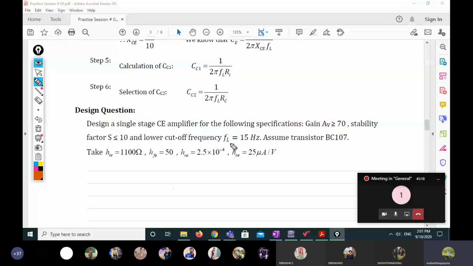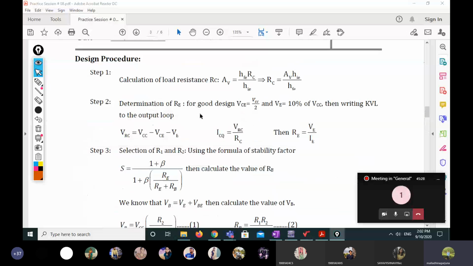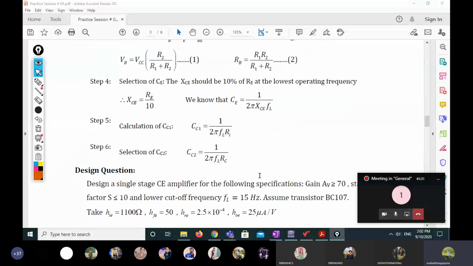Okay, fine. So this is the design question. Now you can start your design. Why? Because you have the design procedure and you have the question, so take the values, substitute, and tell me the answers.